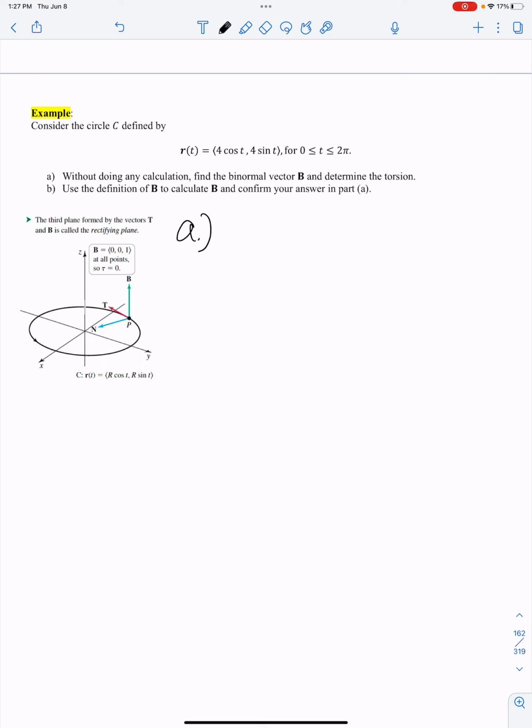All right, so that means, and remember, b is a unit vector, so the binormal in this case is actually just equal to k. And that's because it's pointing straight up, and it's a unit of 1.